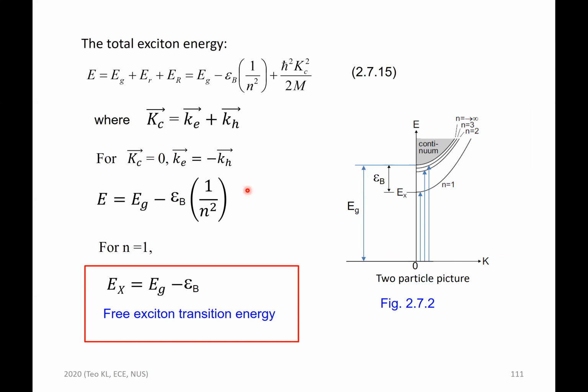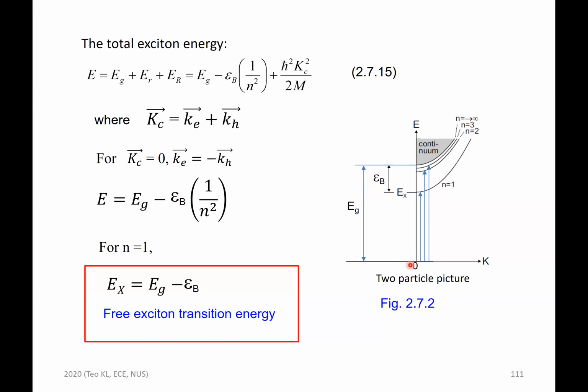Now, if we take K_c equals 0, then K_e equals minus K_h. We are saying the magnitude of the wave vector of the electron equals the magnitude of the hole, and that happens in most cases for semiconductors. So we'll drop this term. The exciton energy will be Eg minus this term, and when n equals 1, it becomes the binding energy. So the exciton energy is Eg minus the binding energy, or sometimes we call this the free exciton transition energy.